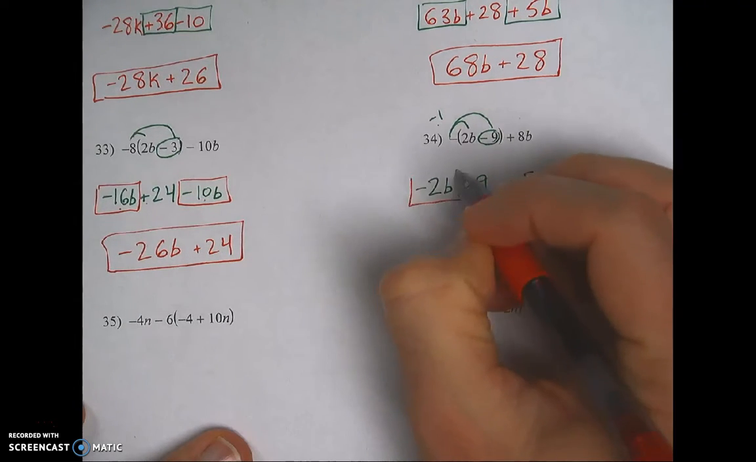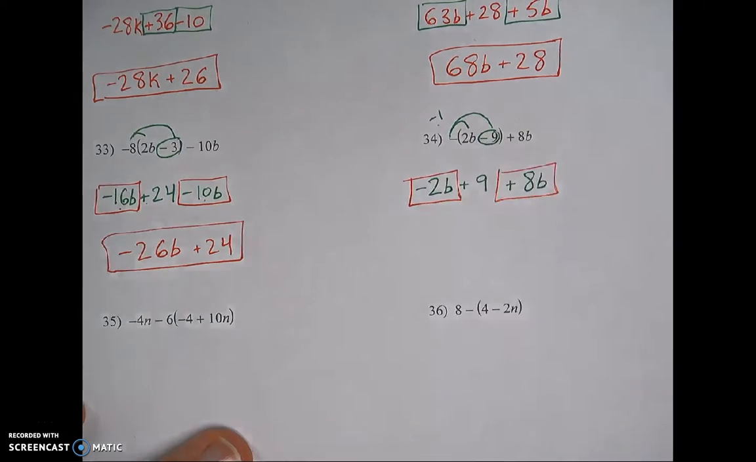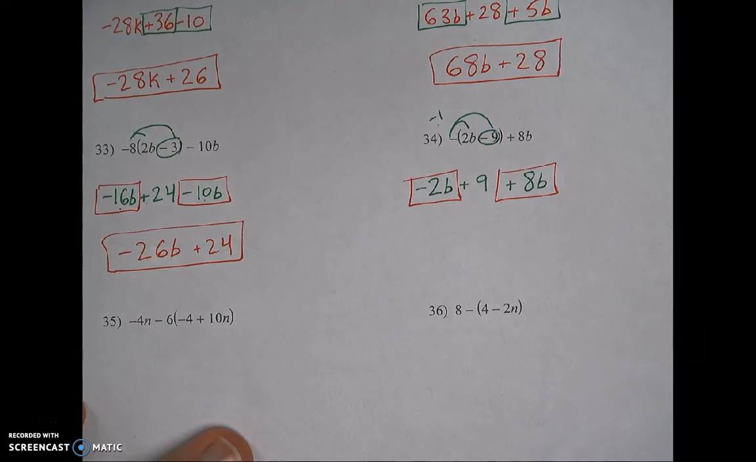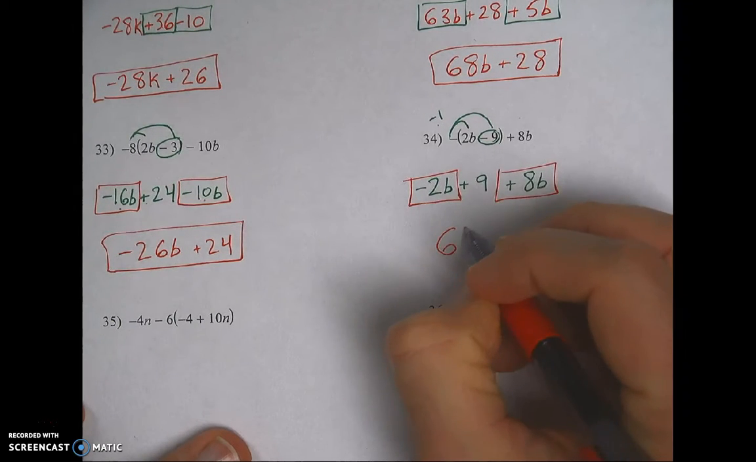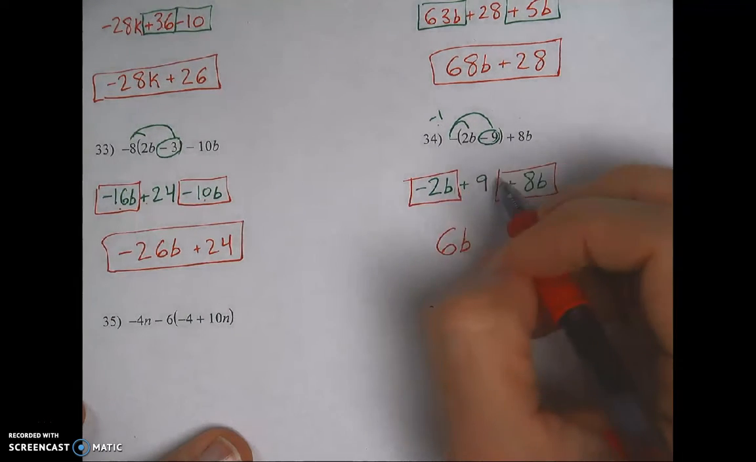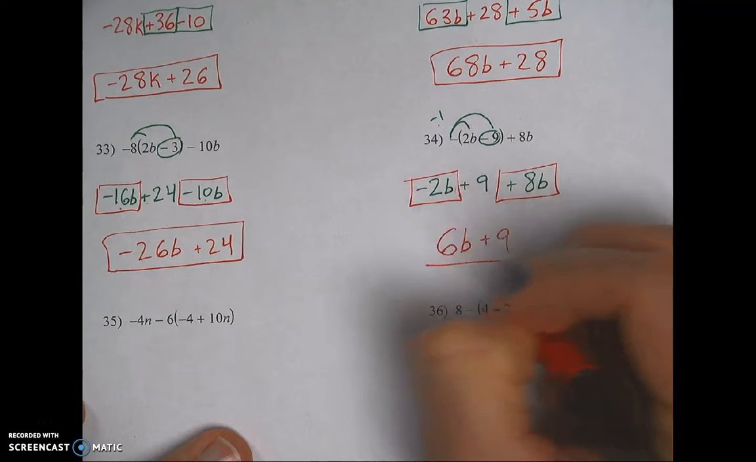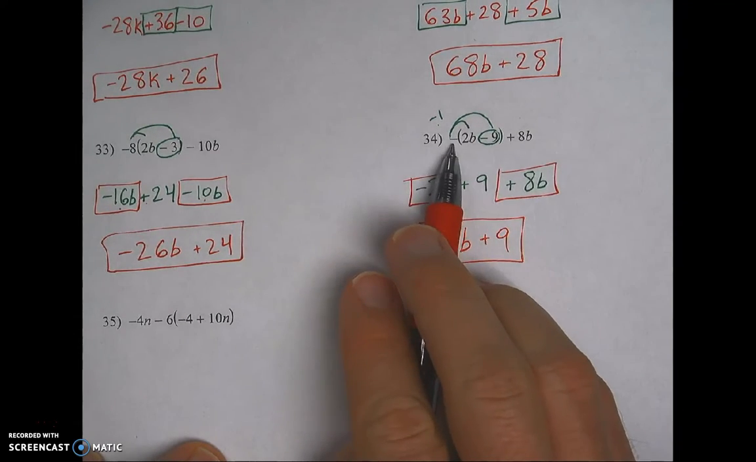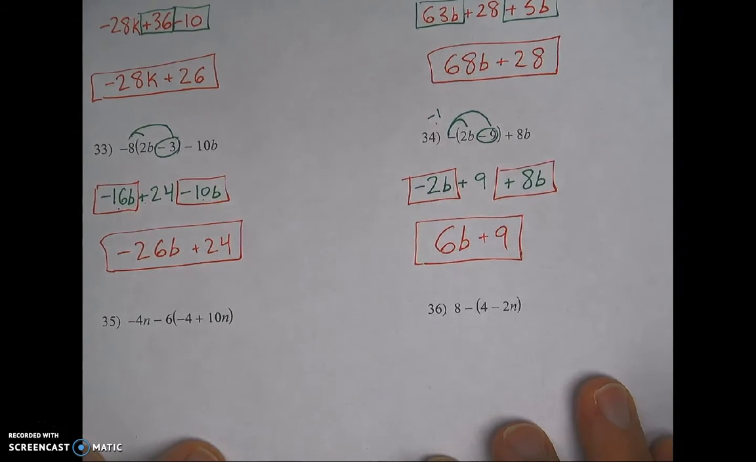So my combination now is the two terms with the b, a negative 2 and a positive 8 makes a 6. Again, make your 6's and your b's look different. And then the plus 9 goes on the end. Pretty simple, pretty straightforward. We just need to know that's a negative 1.